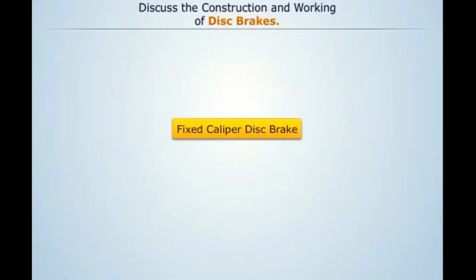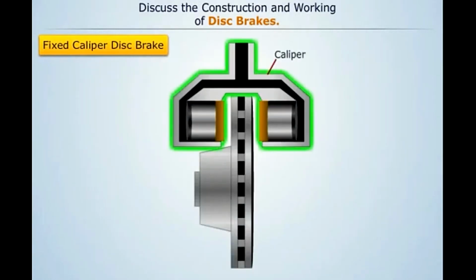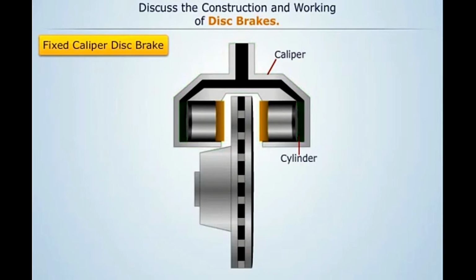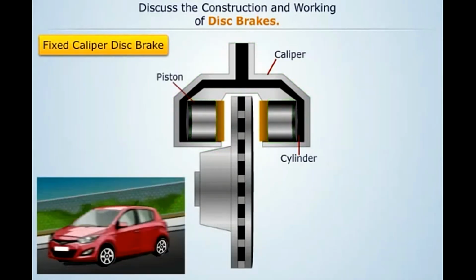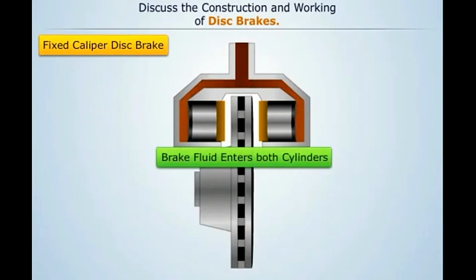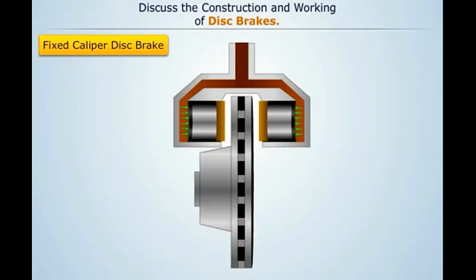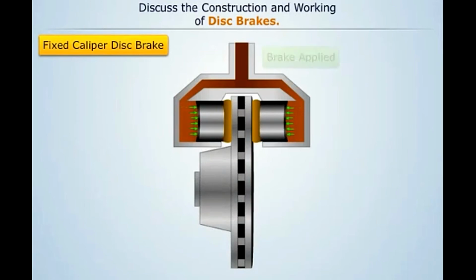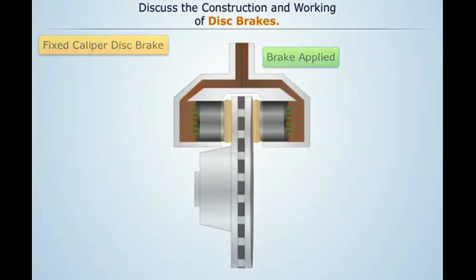Fixed caliper disc brake. A typical fixed caliper disc brake can be shown as: here the caliper is fixed to the axle casing, and two cylinder housings are provided with pistons. When the brake is applied, the brake fluid enters both the cylinders and thus pushes the piston and the friction pads onto the rotating disc.